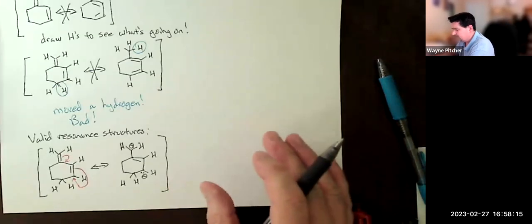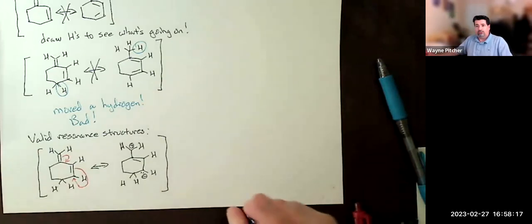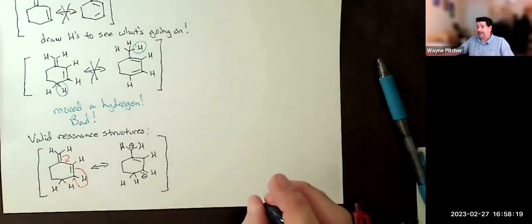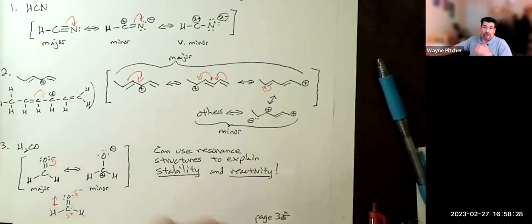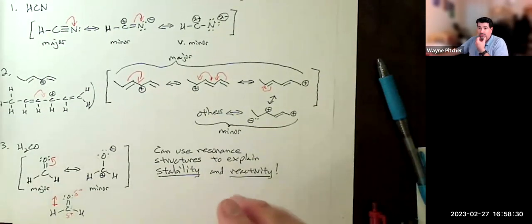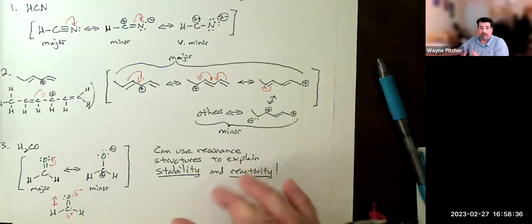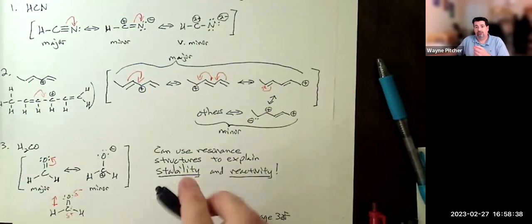And drawing resonance structures is important because, again, it can help us figure out stability and reactivity. And in the next lectures for this chapter, we'll look at acids and bases and acid and base strength. And one of the factors that we might have to consider is resonance.